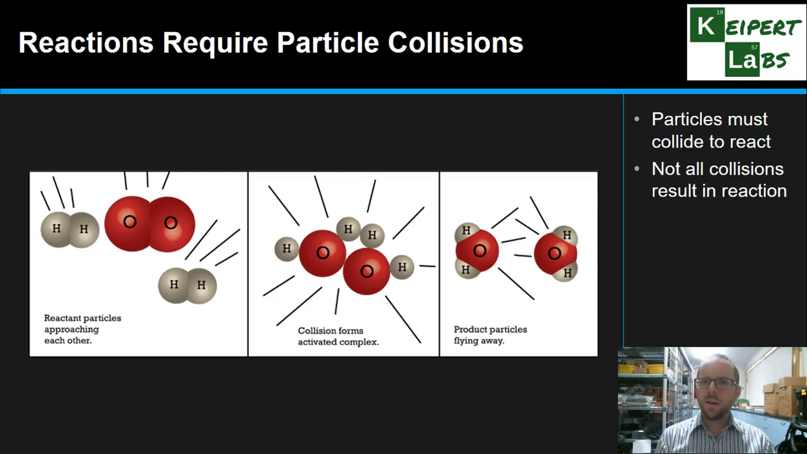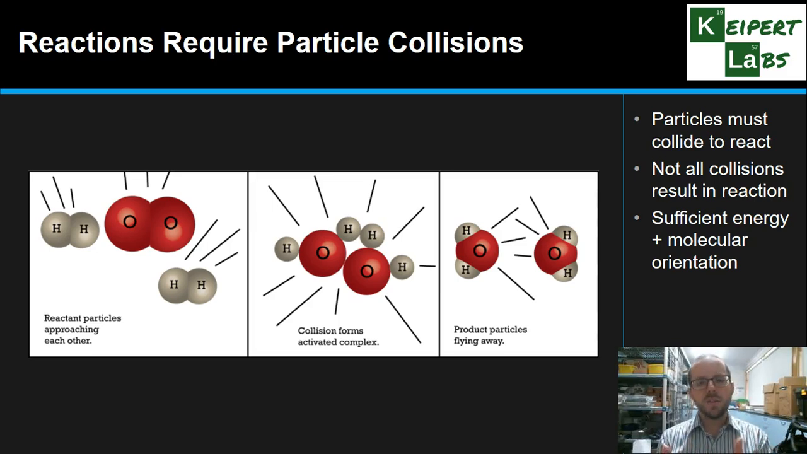Okay? But one of the things that is very relevant here, and we're going to unpack a little further, is this idea that yes, we need particle collisions, but not all particle collisions result in a chemical reaction. Sometimes the particles bump into each other and nothing changes. And we're going to look at why that is. But in order for the collision to actually cause a chemical reaction, we need two main things. Firstly, we need sufficient energy in that collision, and also we need the right molecular orientation. And we're going to unpack what those two things mean.